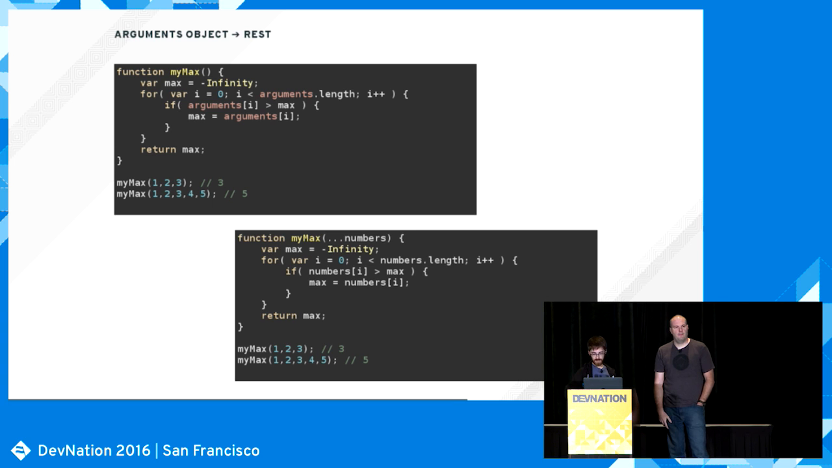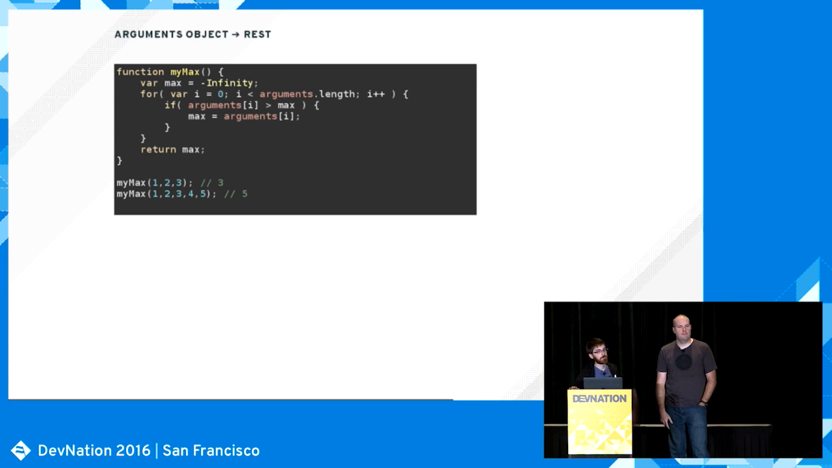Question. If you don't pass any parameters, it will throw a null pointer exception? It would just return negative infinity, I think. JavaScript doesn't do null pointer exceptions. That's a benefit of Java. The arguments object will still exist even if there's no arguments. It'll just be empty, without any indices.